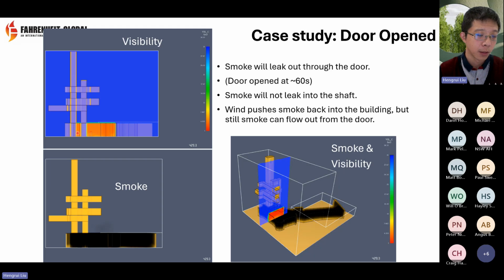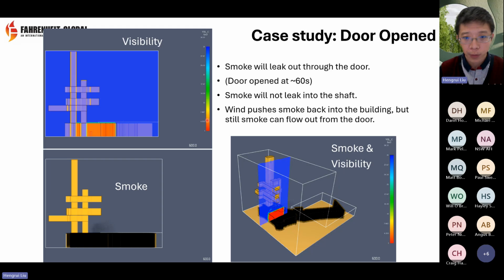So this way, we ensure the upper levels are not really affected by the leakage on the lifts. On the right-hand side, on the bottom, you see smoke coming out from here. You see smoke coming out from here as well, and you see the wind trying to blow the smoke inside. You see some smoke coming this way, but it cannot really prevent the smoke from escaping from the doorway.